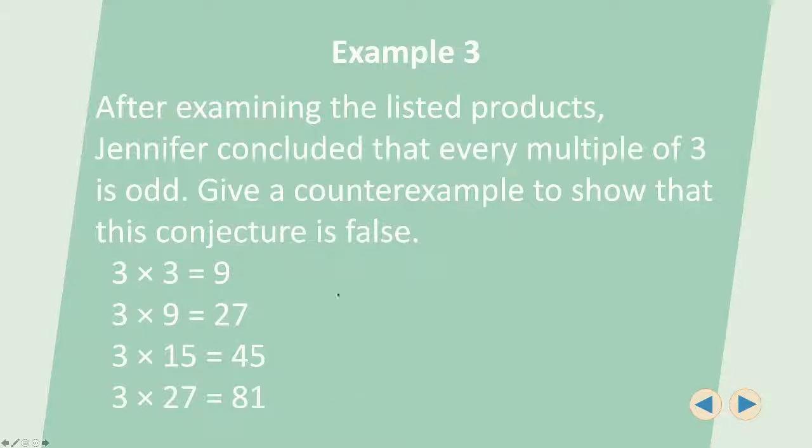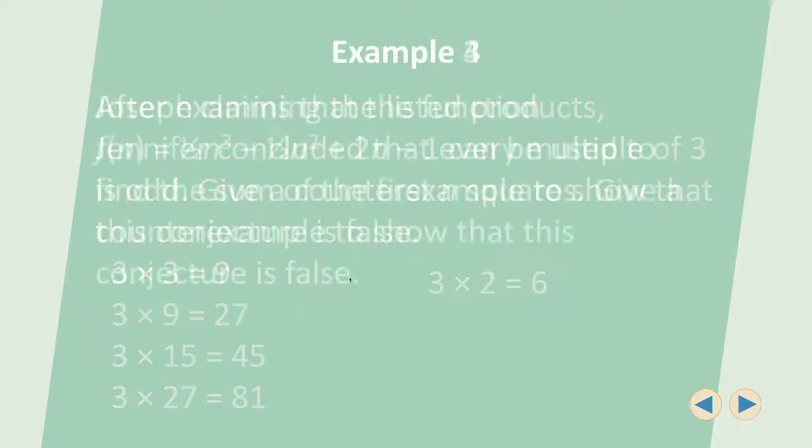There are several products here, 3 times 3, 3 times 9. It says, Jennifer concluded that every multiple of 3 is odd. Give a counterexample to show that the conjecture is false. Well, the problem is it's always doing 3 times an odd number. If we did 3 times an even number, like 3 times 2, that gives us 6, or 3 times 0 gives us 0. As long as we choose an even number to multiply by, we will get a counterexample. So Jennifer's conjecture was wrong, and all we need is one example to show why: 3 times 2 is 6, which is not odd.